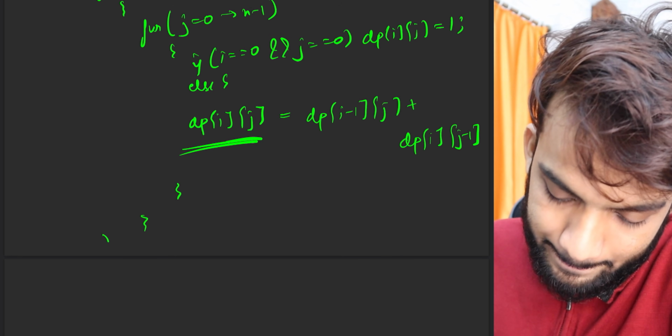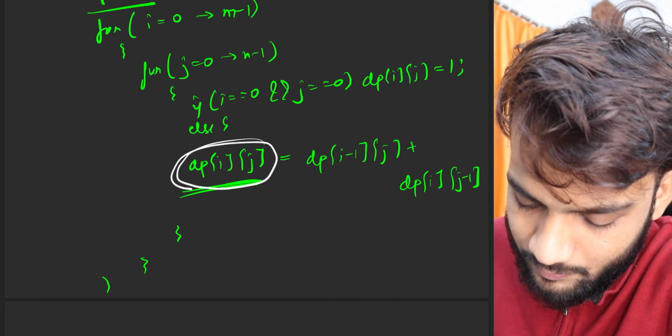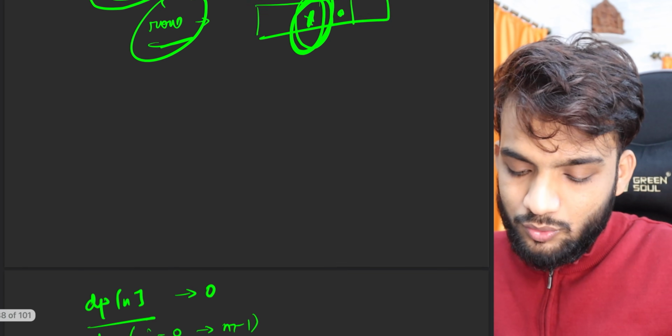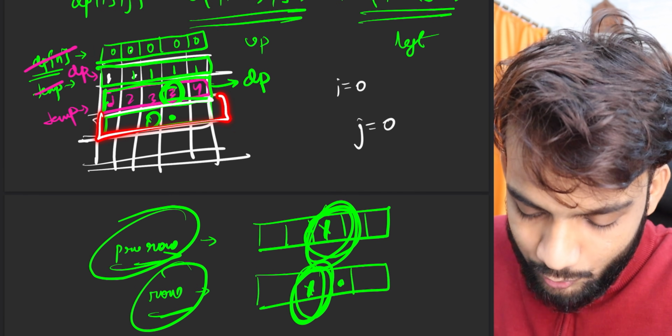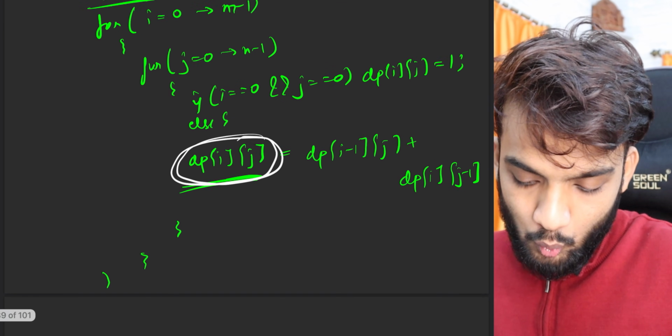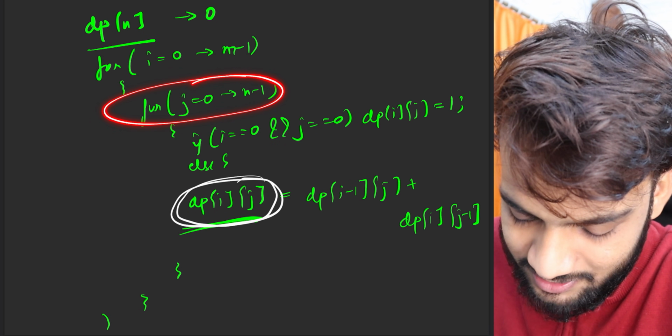Now let's analyze. Instead of dp of i j, let's try to compute this particular row only. So this is the row, the particular row that it's computing.